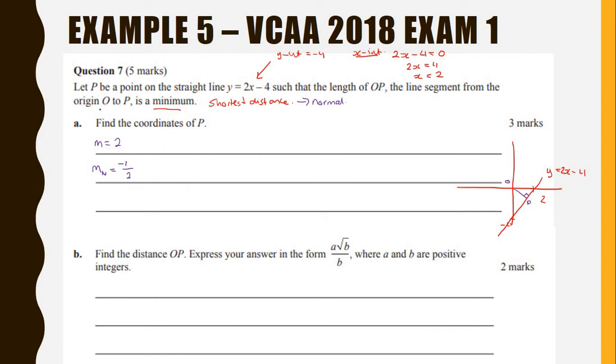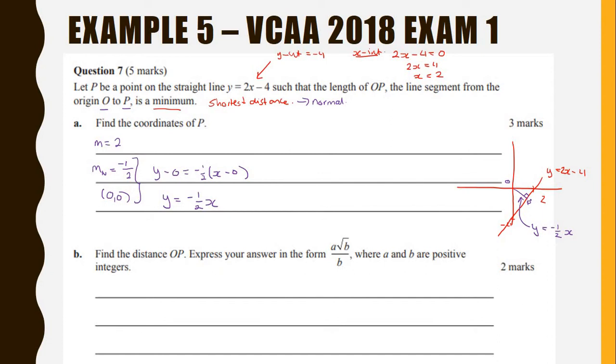it's the line between O to P. O is the origin. So it's going to pass through the point 0, 0. So I'm going to have y minus 0 equals -1/2, x minus 0, so we will get the line y equals -1/2 x. Now if I know that the equation of this purple line here, the normal, is y equals -1/2 x, and I know that the equation of the initial line we've given is y equals 2x minus 4, I want to find the coordinates of P.